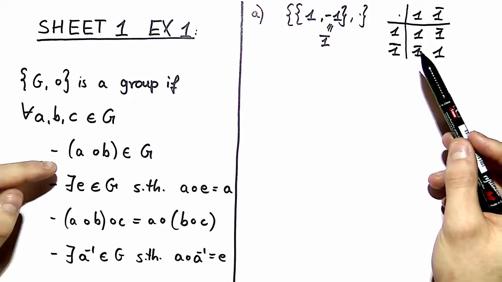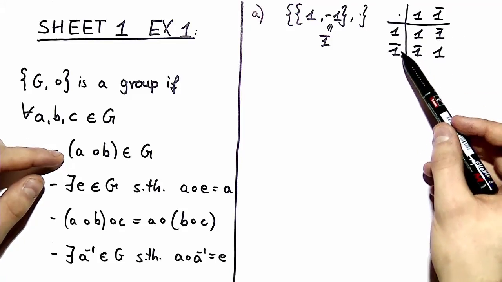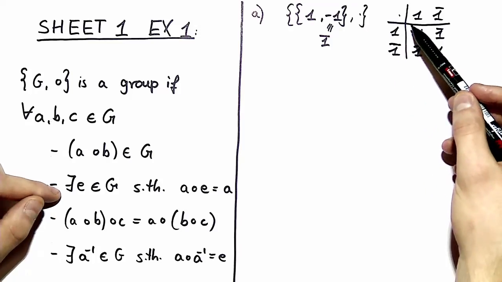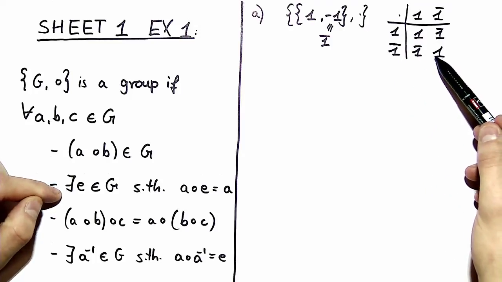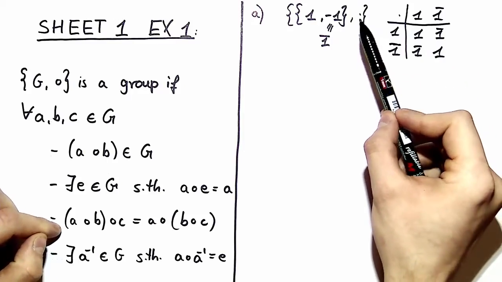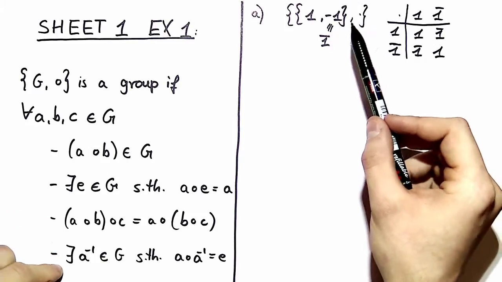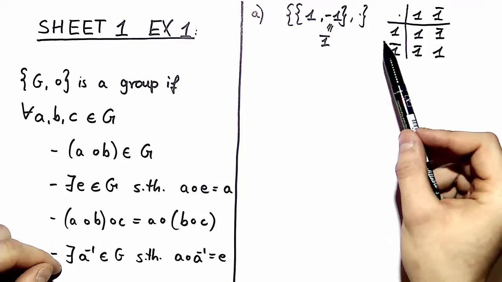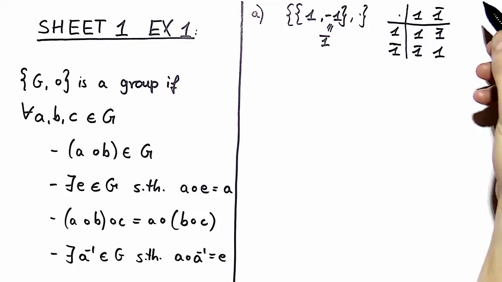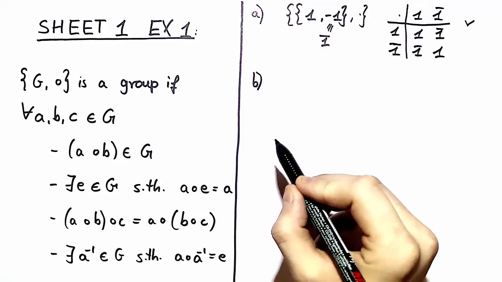First of all, we have the first rule that says no new element may emerge over here, and that's true. Secondly, we have an identity element. This is of course our element 1. Thirdly, we have an associativity, and this is of course true because of the associativity of our multiplication. And fourthly, we have an inverse, and that's true as well, because every element is its own inverse. So yes, this is a group, and we can move on to part B of our exercise.